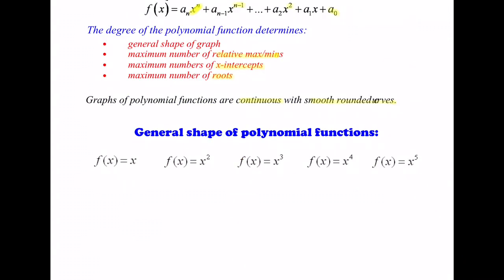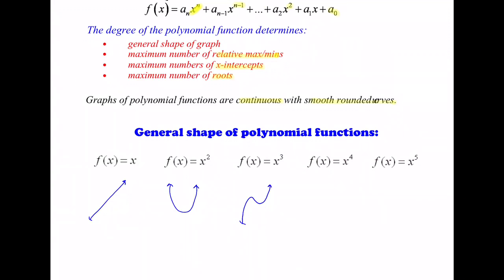So f of x equals x, you guys know that is a line. We can have positive slope, negative slope, whatever. X squared, you guys know is a quadratic. We know that is a parabola, opening up or down. X cubed, you might not be as familiar with, but here's the general shape of a cubic, where it'll begin and end in opposite directions.